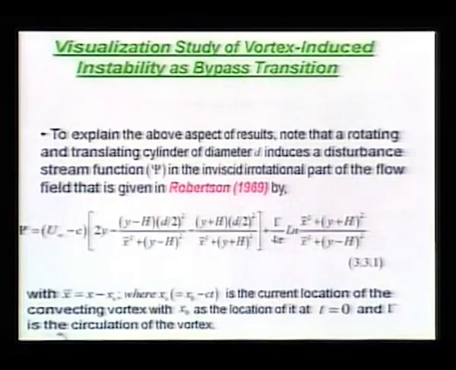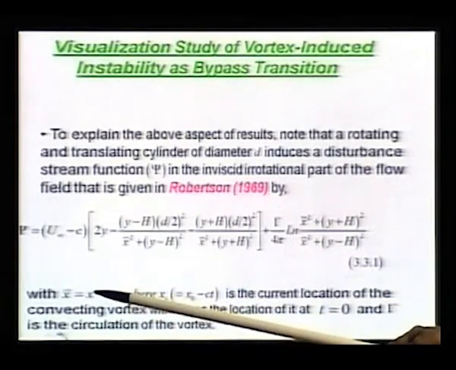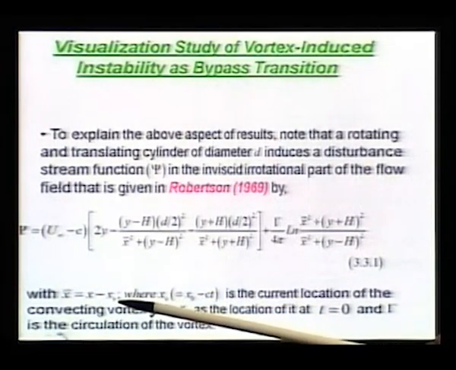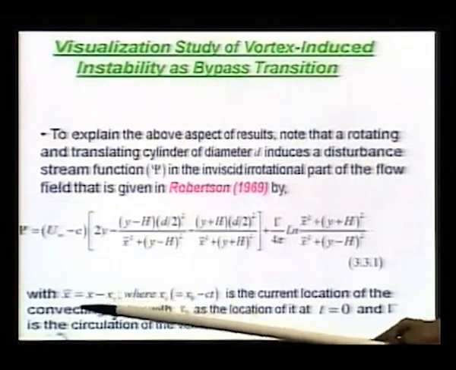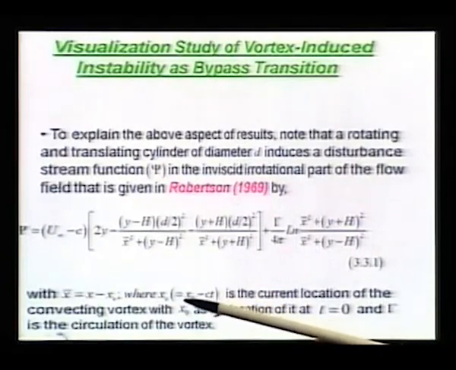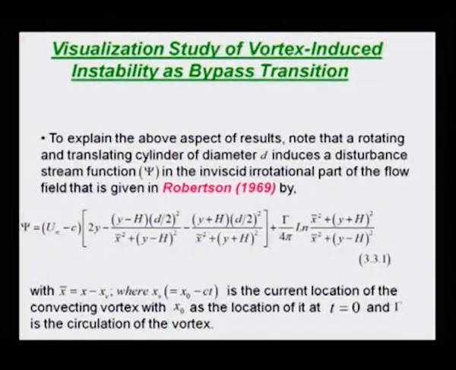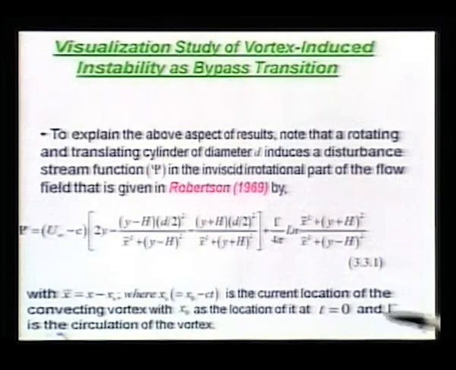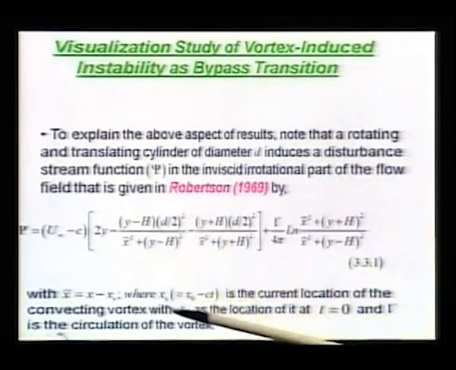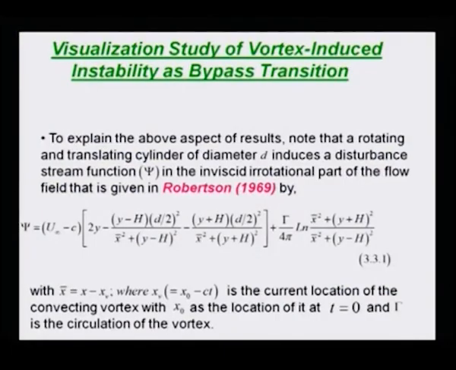And you note that we have indicated the x coordinate by x bar, where x bar is basically the location where we are studying with respect to the vortex location. So, x minus x v is your x bar, where x v itself is given by x naught minus c t, because it is moving at a constant speed c. So, what you are seeing is basically these two effects. This I will call the circulatory effect or circulation effect, and this is what I will call the displacement effect.